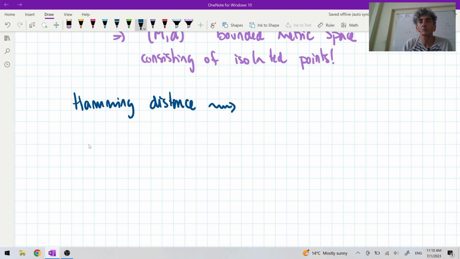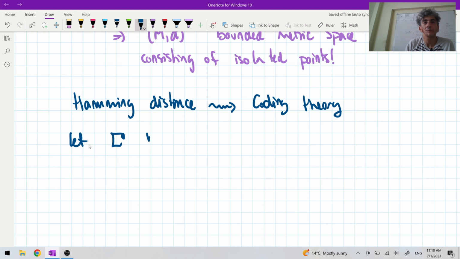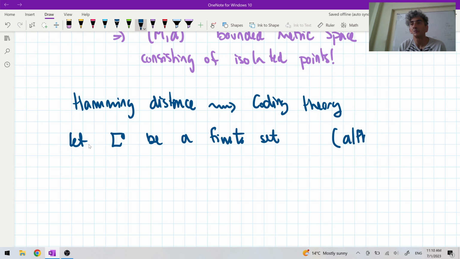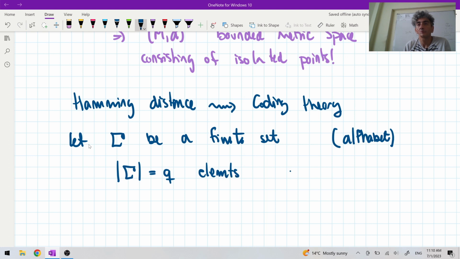And we'll talk a little bit about coding theory. Okay, so let sigma be a finite set. This, in the cryptography jargon, is called the alphabet. And let's suppose that sigma has q elements.